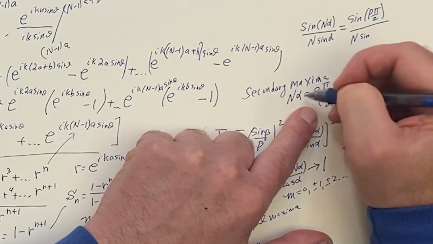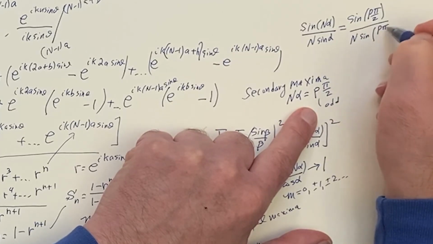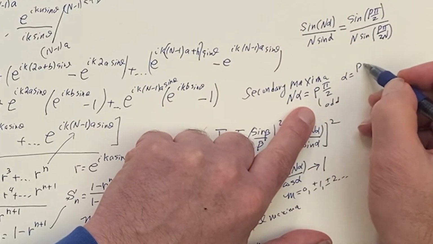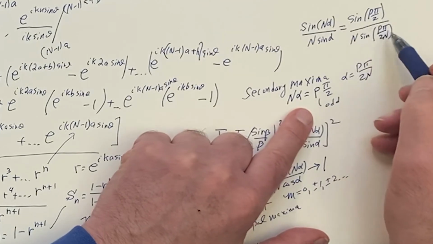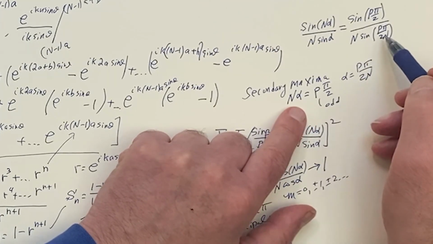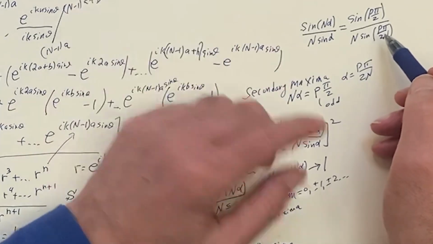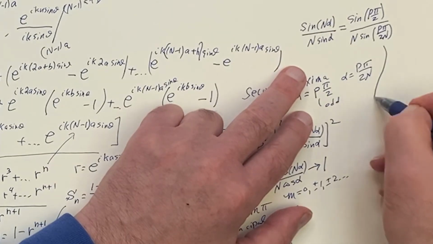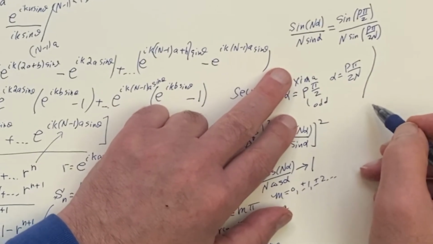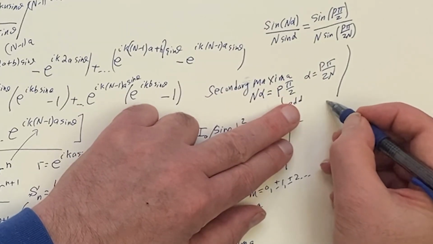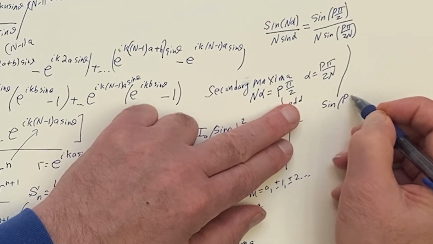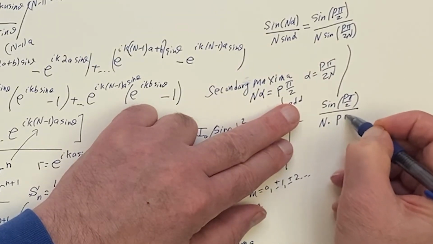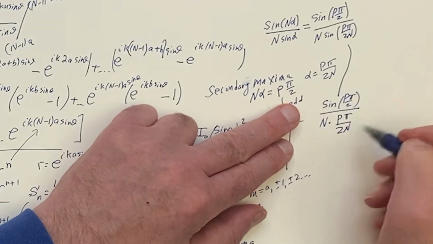Now the alpha would be p pi over 2n, because the alpha we're going to divide by n, p pi over 2n. And if you look at this, n is going to be large, like very large, like even 1,000 or more. So what happens here is that we can go ahead and make this approximation. We have the sine of p pi over 2, and then down here we have n times p pi over 2n. In other words, the sine of theta is theta.